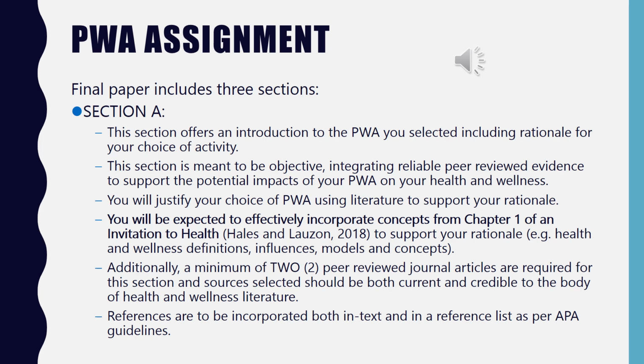Section A will offer an introduction to the PWA you selected, including a rationale for your choice of activity. You will be expected to describe how the activity meets your personal wellness needs and interests based on self-reflection of your current wellness status and circumstance. Section A is meant to be objective, integrating reliable peer-reviewed evidence to support the potential impacts of your PWA on your health and wellness. You will justify your choice of PWA by using literature to support your rationale.